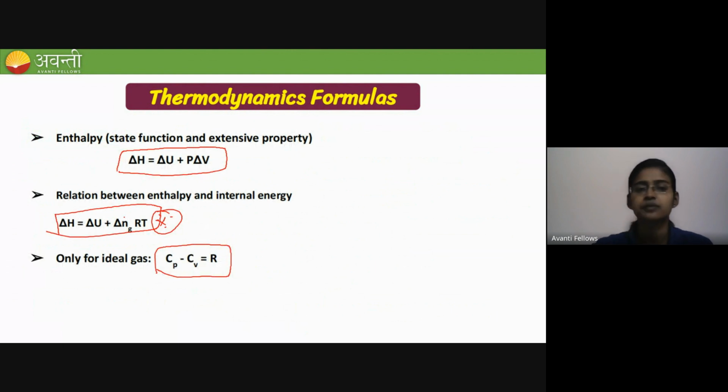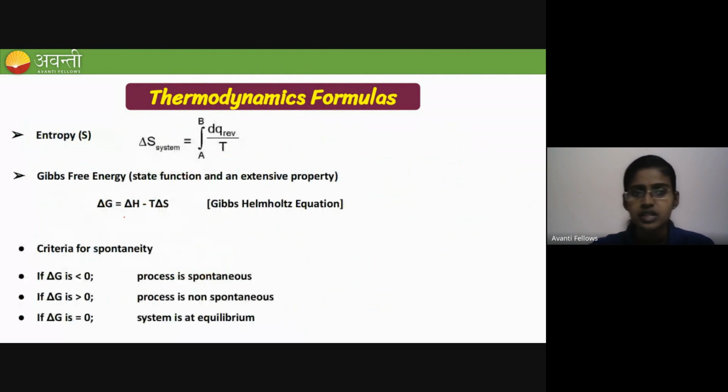Then coming to entropy, dQ by T is entropy. I told you, right? The Gibbs free energy part is very important. That is delta G equals delta H minus T delta S, the Gibbs-Helmholtz equation. And the three cases for delta G: if it is equal to 0, equilibrium; greater than 0, non-spontaneous; lesser than 0, then the reaction is spontaneous. Delta G value should always be negative, then only the process is said to be spontaneous.